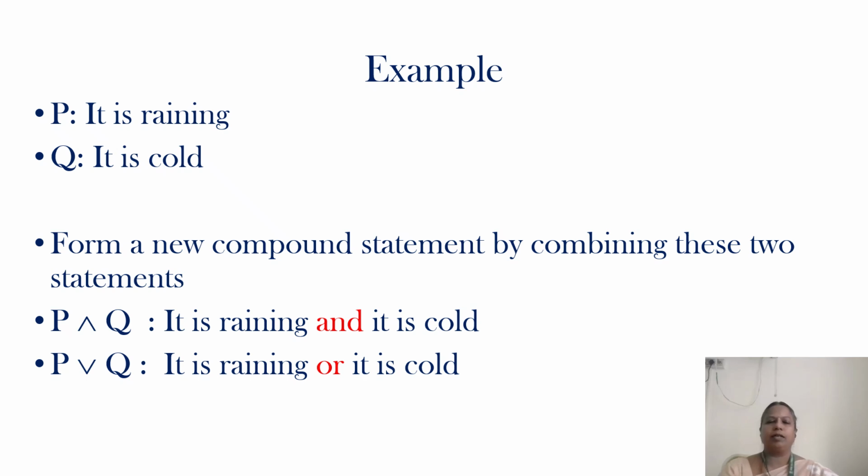For example, take the two atomic statements P, it is raining, and Q, it is cold. We form a new compound statement by combining these two statements using the logical connectives conjunction and disjunction. P conjunction Q: it is raining and it is cold. Likewise, P disjunction Q: it is raining or it is cold.